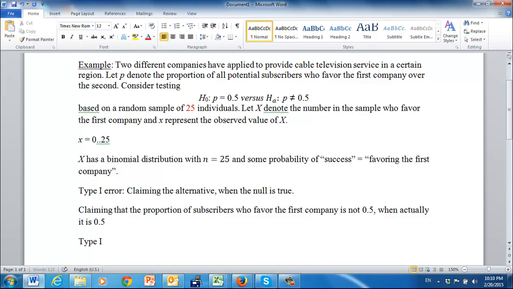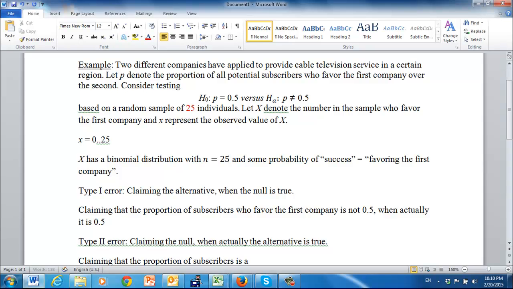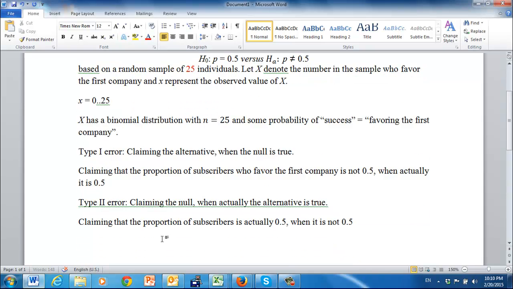Okay, now let's talk about type 2 error. What is that? That's claiming the opposite. Claiming the null when actually the alternative is true. So let's look and see. Type 1 error is claiming P not 0.5 when P is actually 0.5. Type 2 error is the other way around: claiming that the proportion of subscribers is actually 0.5 when it is not 0.5. Okay, so that's the discussion of type 1 and type 2 error.